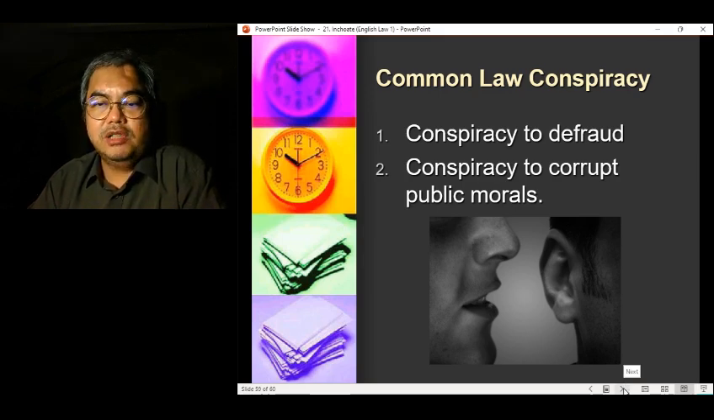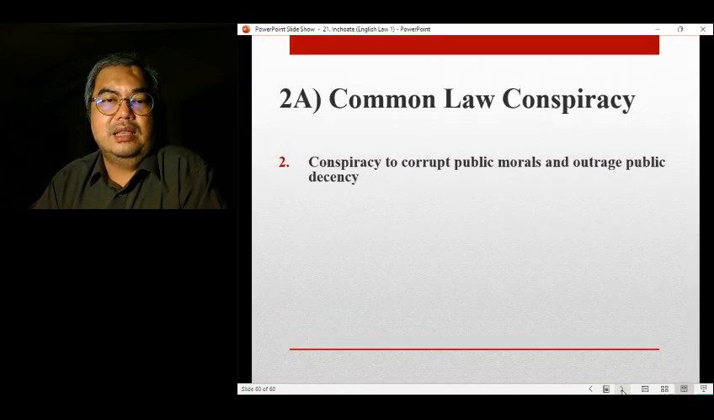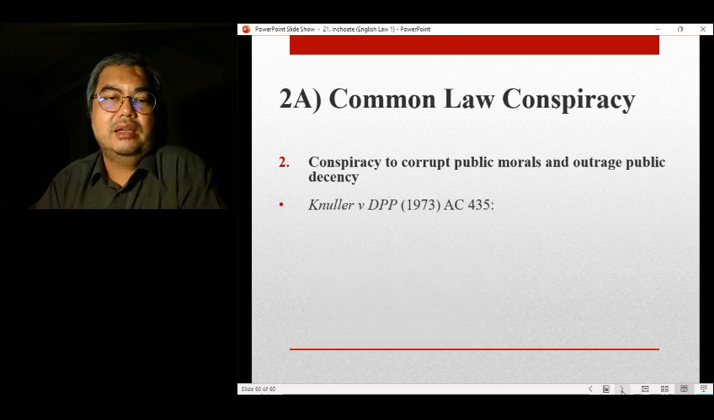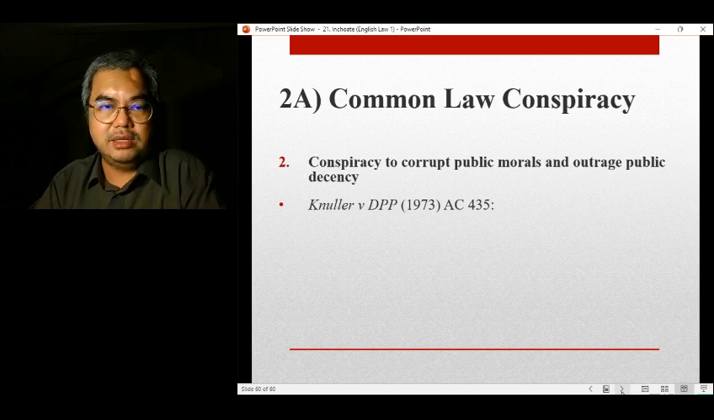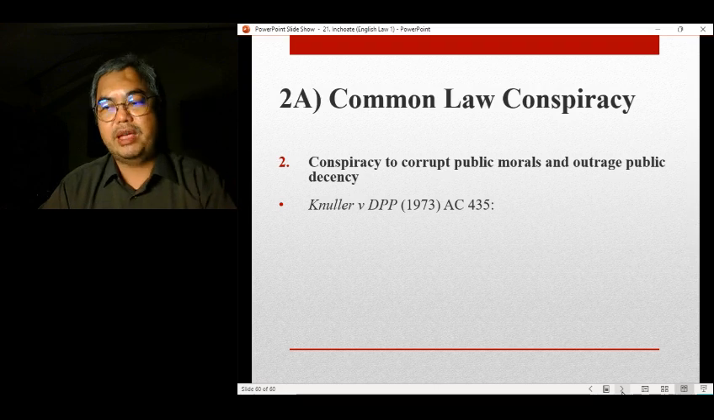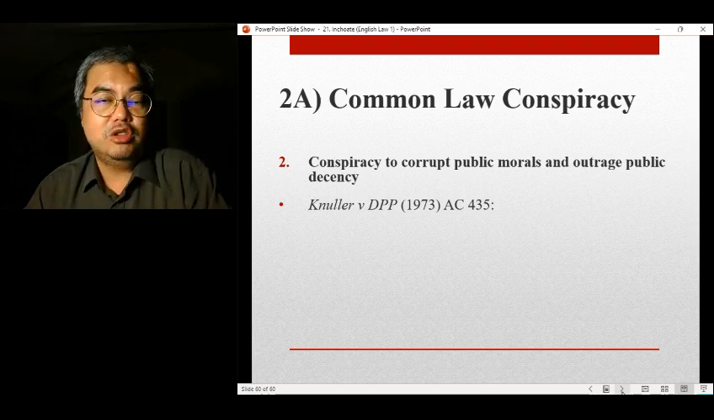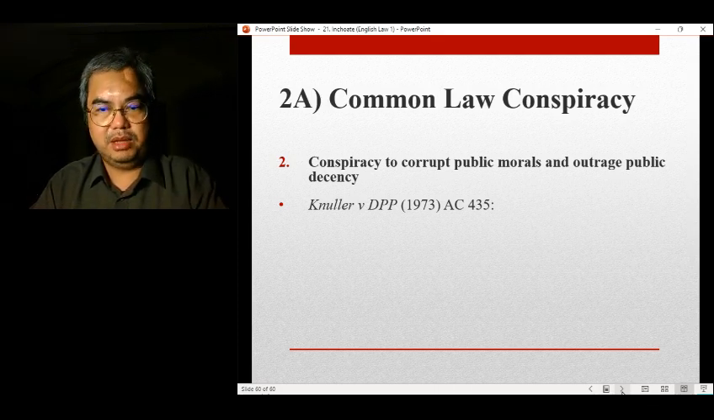And the second type of common law conspiracy that still survives to today is the conspiracy to corrupt public morals. And this is illustrated in the case of Knuller against DPP. This offense was actually created by the House of Lords in the case of Shaw against DPP. And the case of Knuller against DPP confirms that this offense still exists and still carries on, right? In spite of the fact that there is a statutory conspiracy also. Okay, so it's a very specific type of conspiracy to corrupt public morals and outrage public decency.